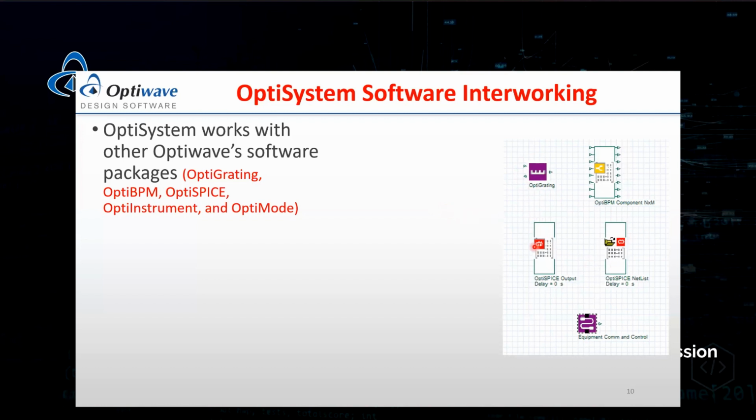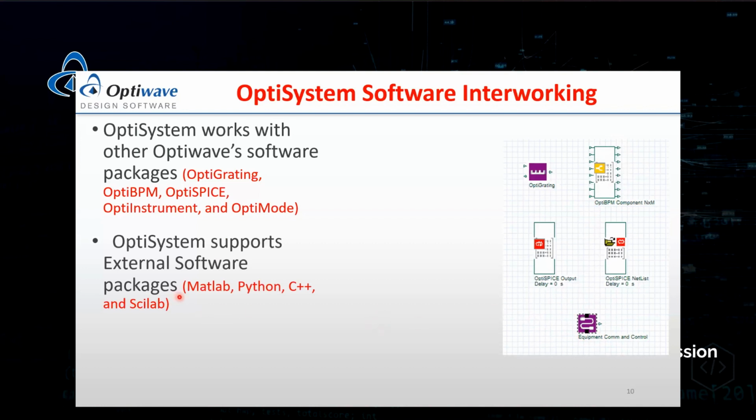The same thing you can do with OptiSpice. These two components, one of them is netlist and the other one is a regular component, where you can have a design in OptiSpice, then feed this design into OptiSystem. There are a few examples in the example library about this interaction between OptiSpice and OptiSystem. Same thing for OptiBPM. There are some examples on MMIs, multi-mode interference couplers, as well as examples on using OptiInstrument with OptiSystem. Now, OptiSystem software can also work with external software packages like MATLAB, Python, C++, Scilab.